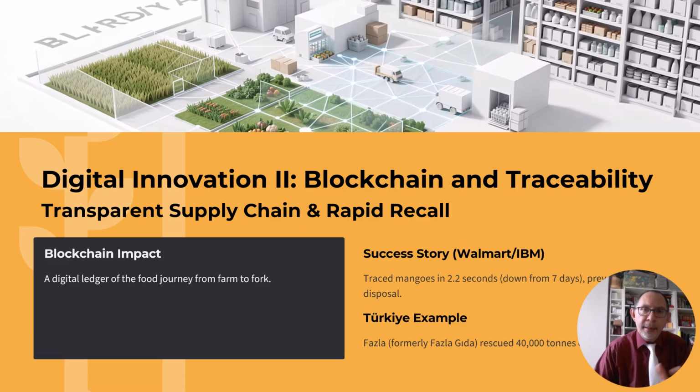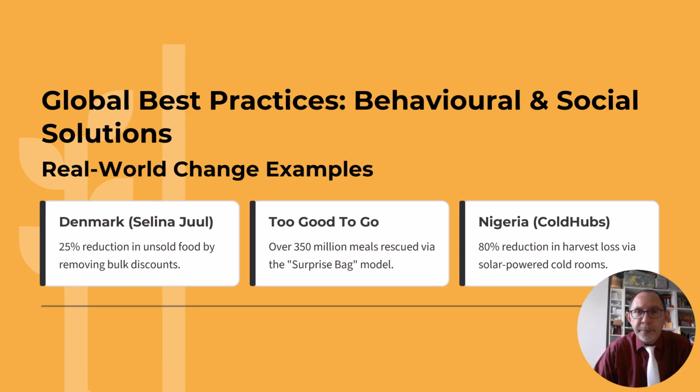The Fazla platform from Turkey is also a point of pride. They rescued 40,000 tons of food through AI-supported operations. Traceability is no longer a luxury. It's a technical necessity for food safety and waste management.